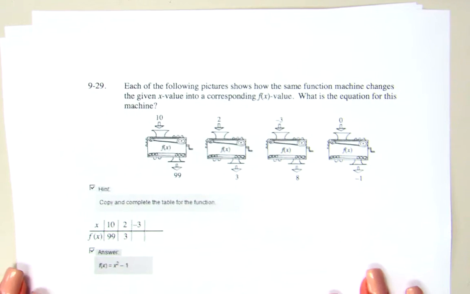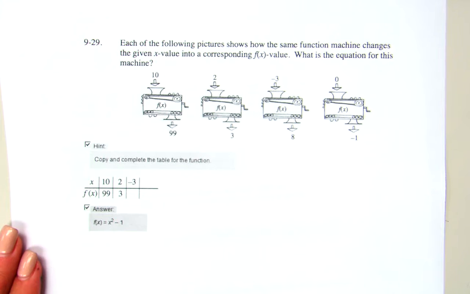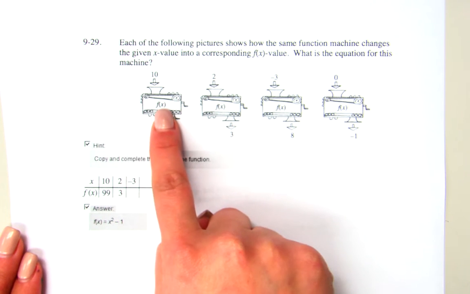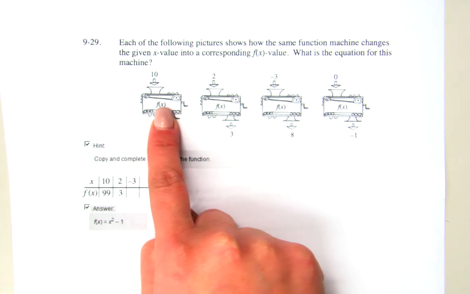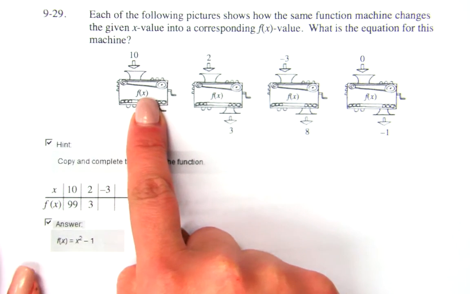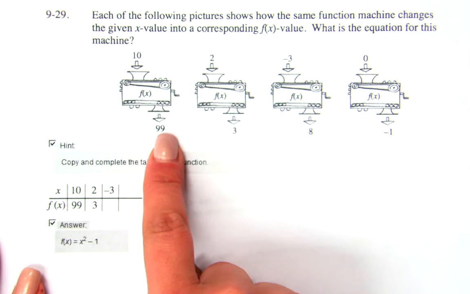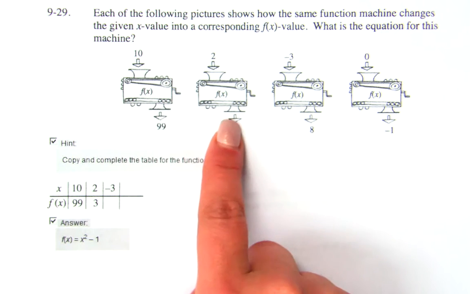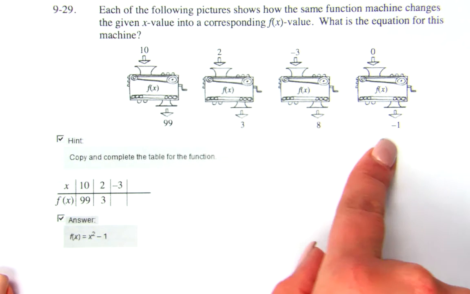So the first one, 29, doesn't really require you to do a lot of work. It only really requires you to maybe try some guess and check. What it's asking for is an actual equation. You have to kind of make it up on your own. When you plug in a 10 into the machine, you crank it out and you get a 99 as a result. When you plug in a 2, the same machine, the same function should produce a 3. When you plug in a -3, you should get an 8, and so on and so forth.